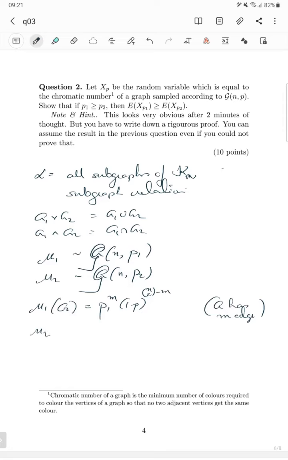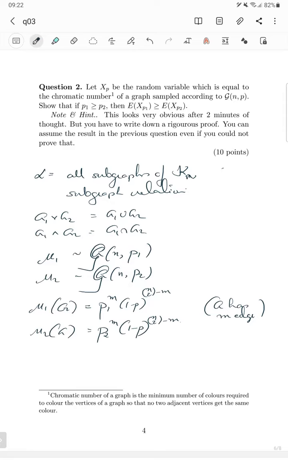Similarly, this is what we mean by mu1 of G and mu2 of G. This will be P2 to the power M if G has M edges. So when we say mu1 and mu2, mu1 is picking graphs according to this probability. Neither mu1 nor mu2 need be a uniform distribution. The only case when this boils down to a uniform distribution is when P1 is half.